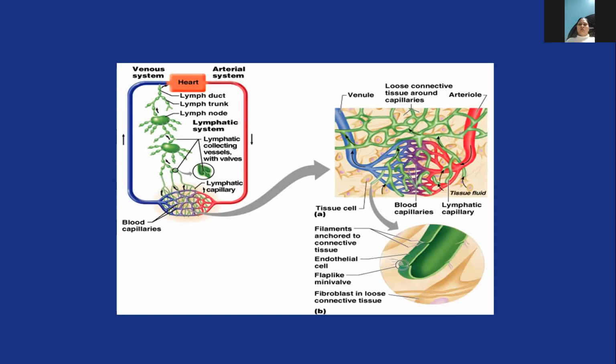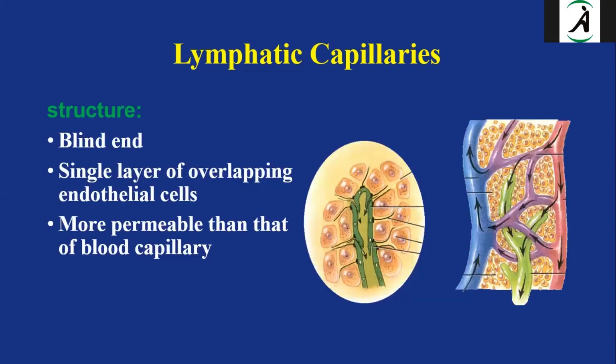Yes, ma'am. Okay, so then you can see what the lymphatic capillaries are. As I said earlier, they have a blind end and a thin layer. A single layer of overlapping endothelial cells, and more permeable than the blood capillaries. This is a thin-layer wall, so it is more permeable than the blood capillaries. That is why, if there is extra fluid in the interstitial space, the lymphatic capillaries will absorb it freely from the interstitial space.